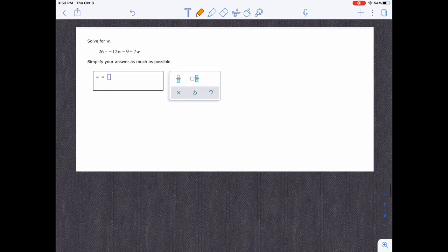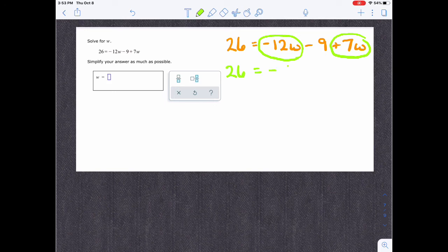All right, this looks messy. Let's combine some like terms. Over here, this guy and this guy can come together. That would be negative 5w, because negative 12 plus 7 is negative 5. Let's add 9 to cancel that out.